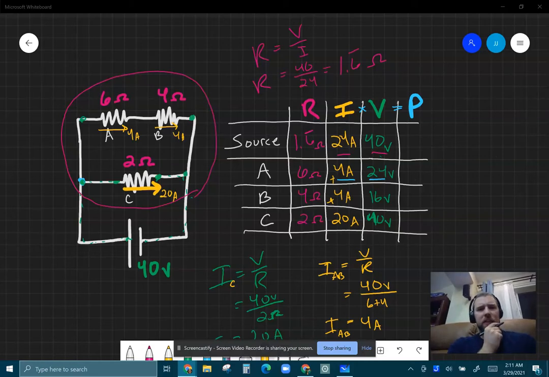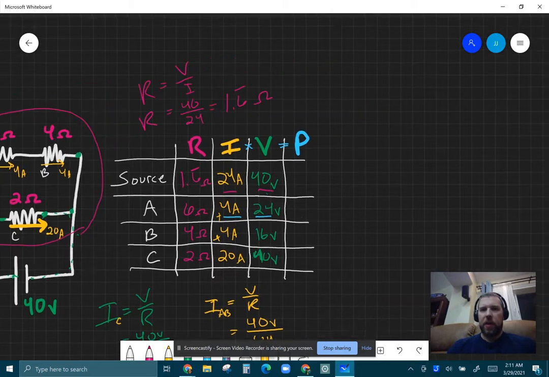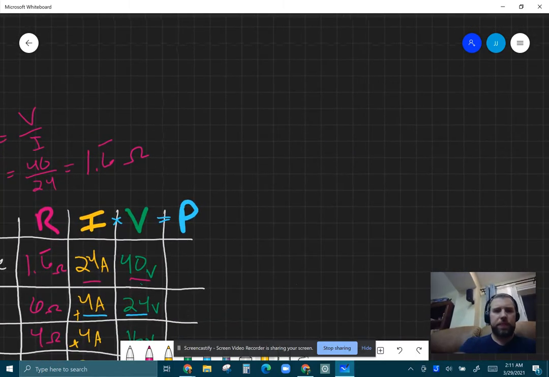Okay, so I just analyzed this circuit. I know the current through everything. I know the voltage across everything. But what if I wanted to know how much power each individual thing is using? Well, power, let's go back to what we know about power.